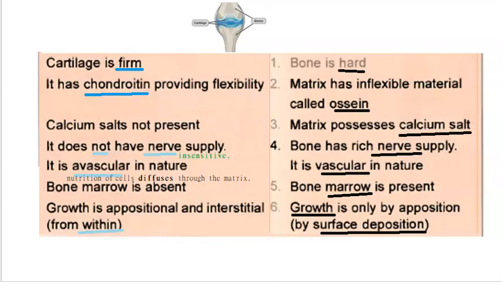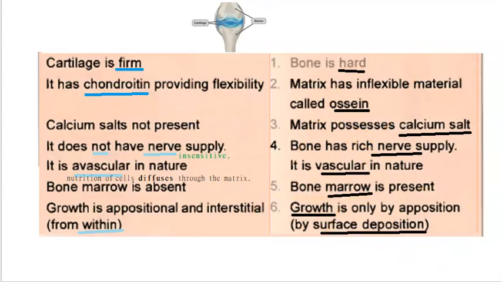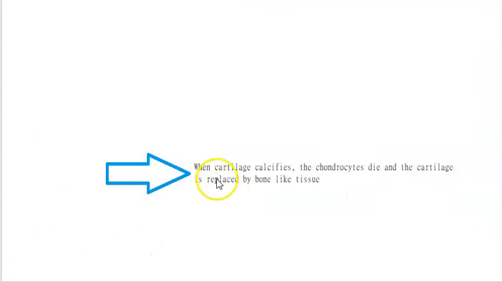Then who can grow? Both can grow, but bone will grow only by apposition. That means you have to bring bone together like this. Bone will grow by surface deposition. Okay, how does bone grow? Only by apposition, that is by surface deposition. But cartilage can grow from within. Some types of cartilage, the chondrocytes can die and then they can become bone-like, with deposition of calcium.